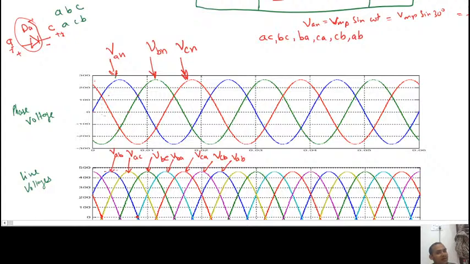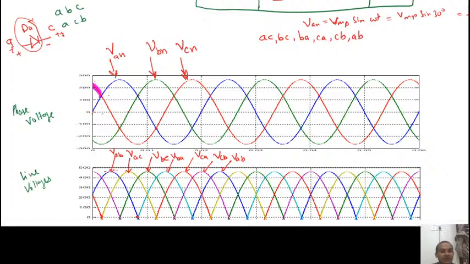So which diode will turn on from 0 to 30? That is C positive. And when C positive is turned on, obviously the output will be VCN. Let me mark here. So the output will be VCN, meaning this one. CN is like this, so you will get the output like this, from 0 to 30 degrees.